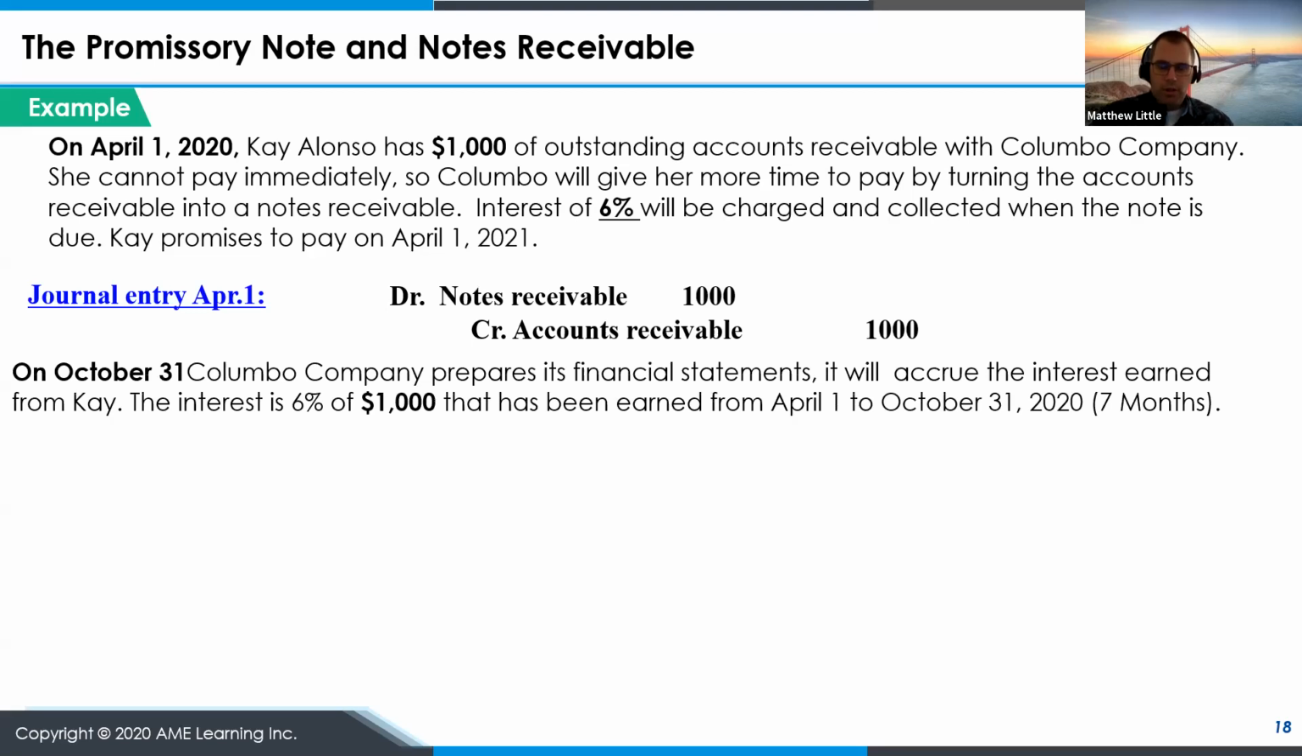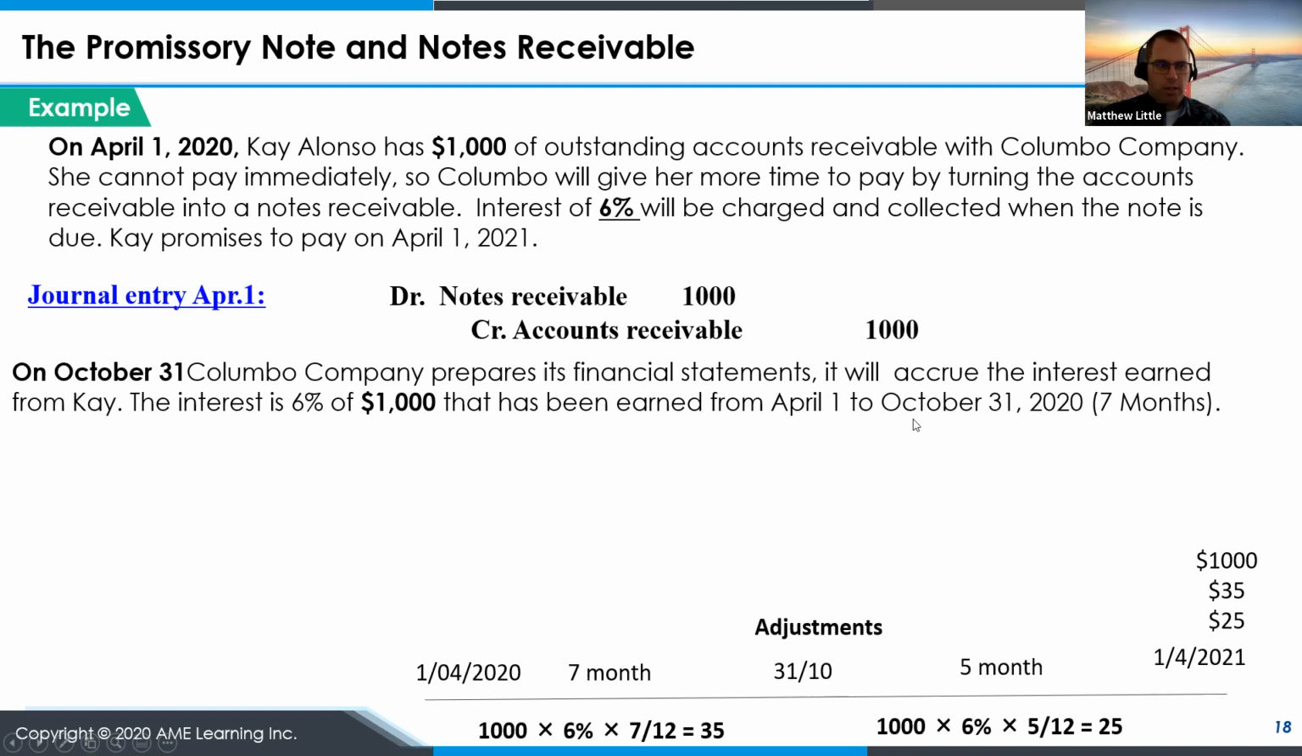On October 31st, we prepare our financial statements and we need to accrue the interest earned. So if the interest earned is 6% per year and we have a 7 month period passed, which is April 1st to October 31st of 2020, we need to do a calculation. It looks at $1,000 owing 6% times 7 divided by 12 months, which means we should earn or accrue $35 in interest for the first 7 months.